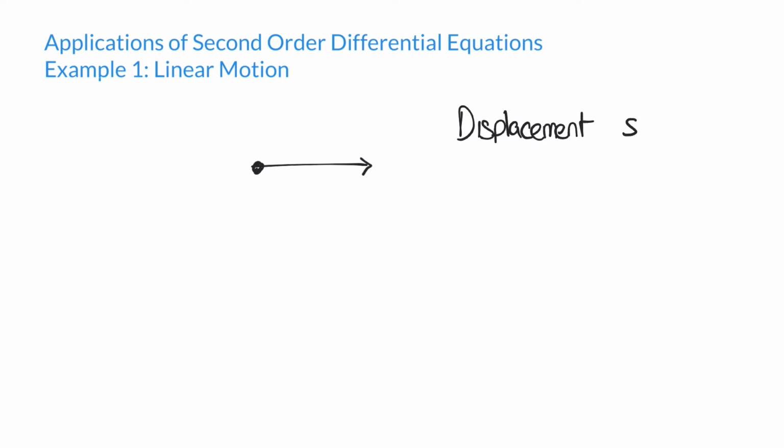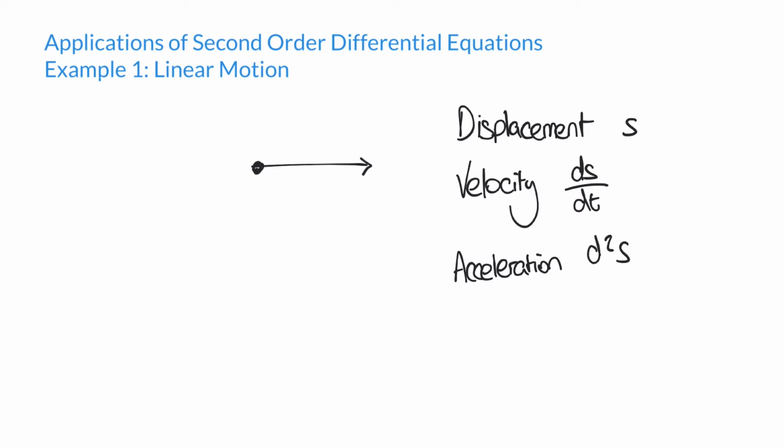The velocity of the object will be its displacement with respect to time, and so we have ds by dt, the first differential of s with respect to t. And similarly, the acceleration of that object will be the second differential of s with respect to t, so that's d squared s by dt squared.